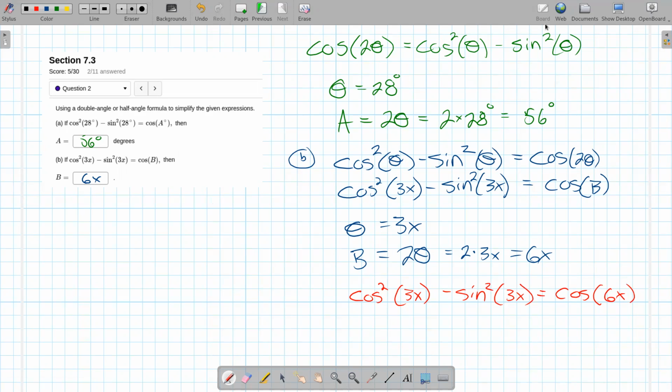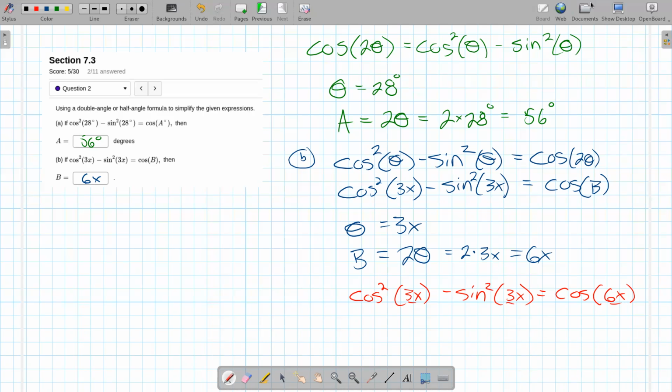And the bottom line with this formula is whatever angle is doubled here, it's single there, and vice versa. Whatever angle is single here, it's doubled there. So here I have my single version of the angle, that's my double version of the angle, and there's really not much I can do with it besides that, because this is going to be true for any value of x or any value of theta. So the best we can say here is b is 6x.